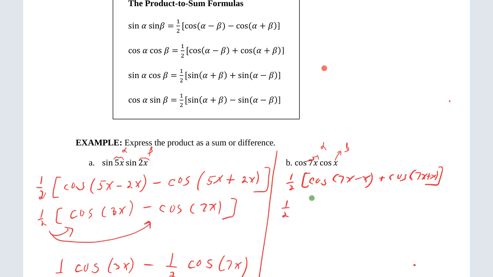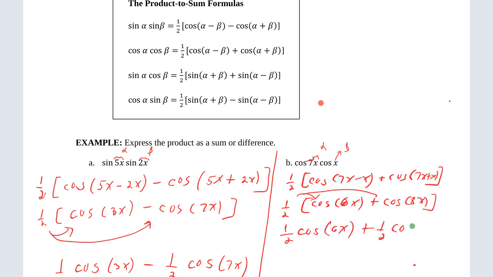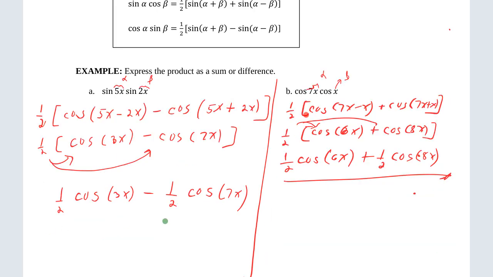Next, we are simplifying those angles. So 7x minus x is 6x, plus cosine 8x. And now we will be distributing the 1/2 to each of these terms. That's going to be 1/2 cosine 6x plus 1/2 cosine 8x. So there you go, it is now written as the sum of two terms. These are now our final statement.